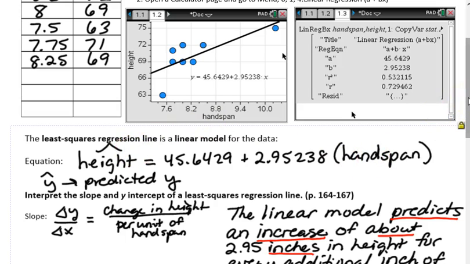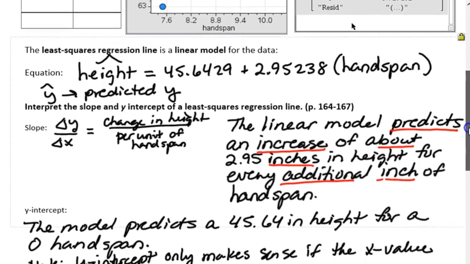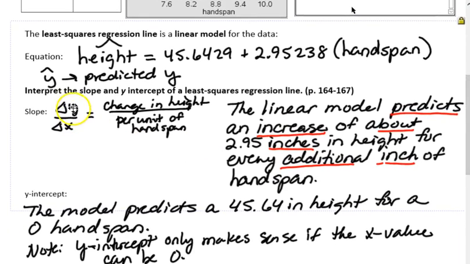Now we want to interpret the slope and the y-intercept. So recall that slope is the change in y over the change in x. So in this case, it would be the change in height over the change in hand span, but usually that gets reduced then to change in height per unit of hand span. So we write the linear model predicts an increase of about 2.95 inches in height for every additional inch of hand span. It's very important, these words I underlined.